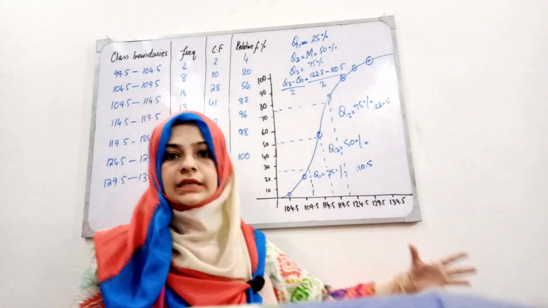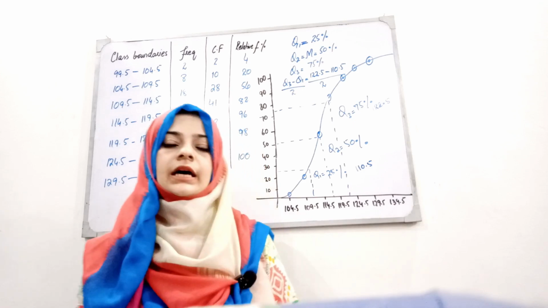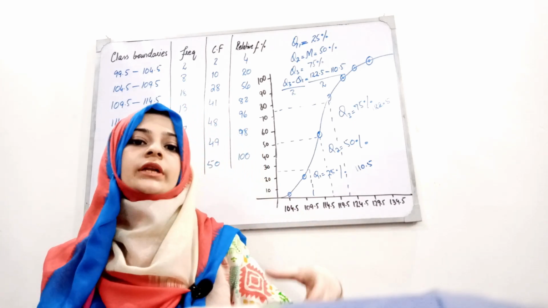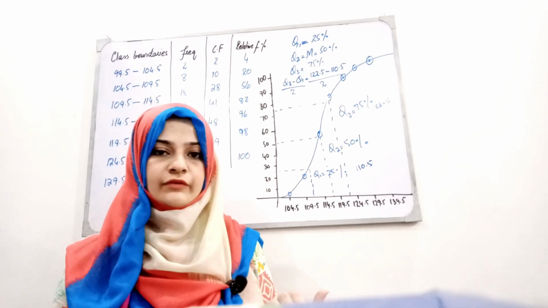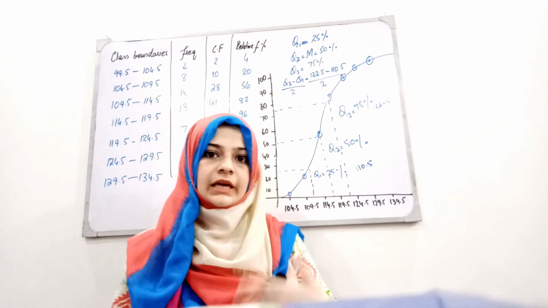This is how the quartile deviation can be calculated with the help of the cumulative frequency polygon or the cumulative frequency curve. So hopefully this is helpful for you to learn how we can calculate the quartile deviations.